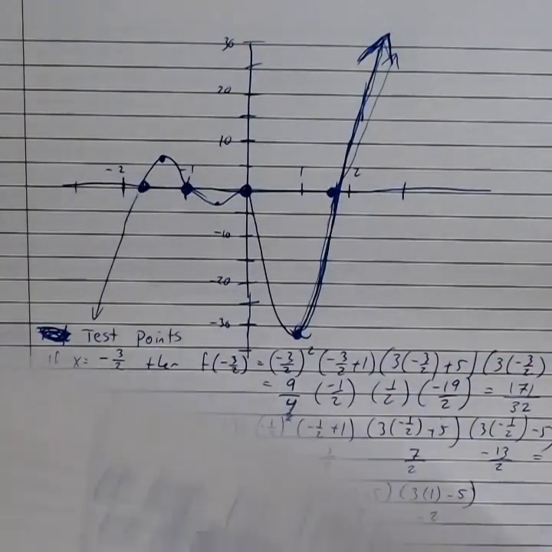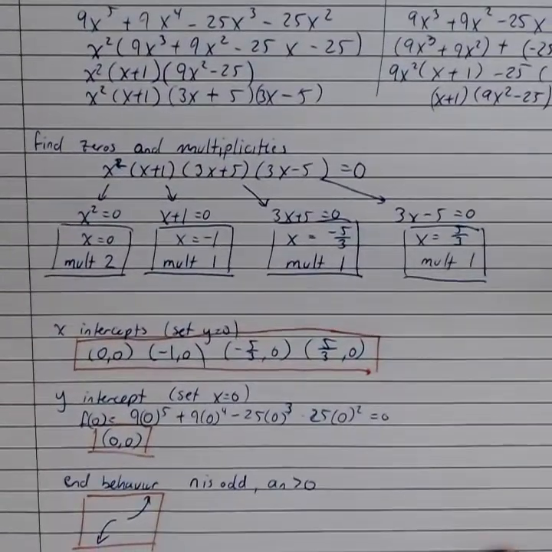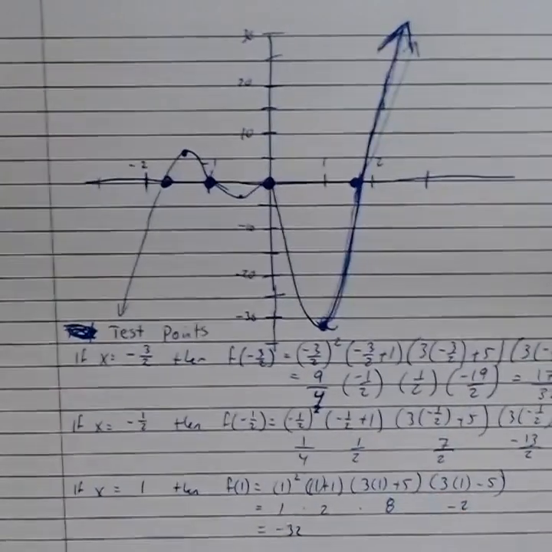So the multiplicities can be used as a good double check. They can be used as a quick way to make sure that I didn't make any major mistakes. The multiplicities should match the shape of the graph. If they don't, well then clearly something is wrong.